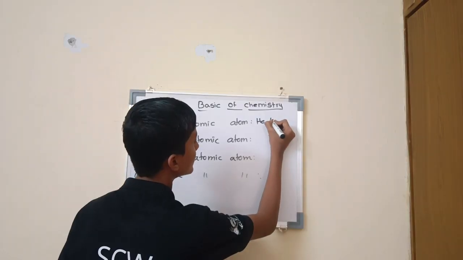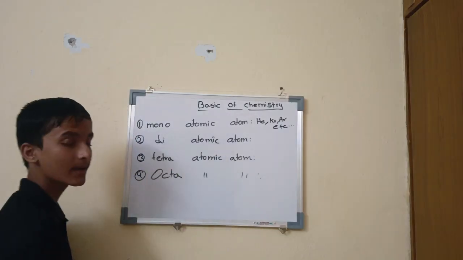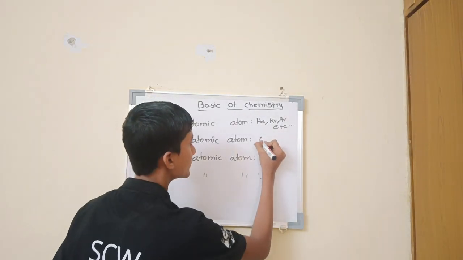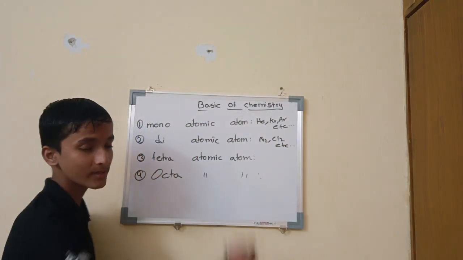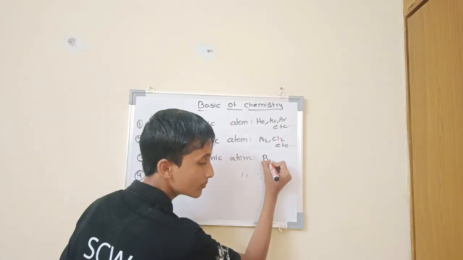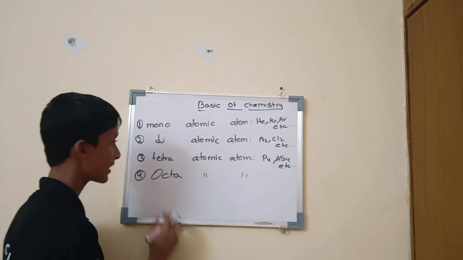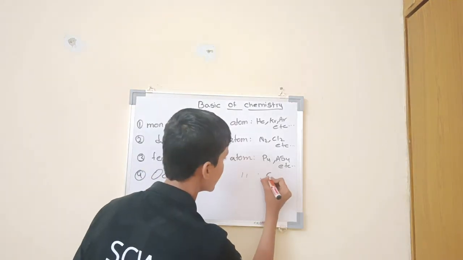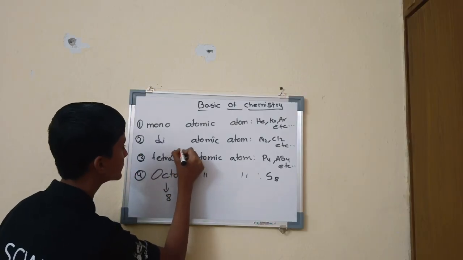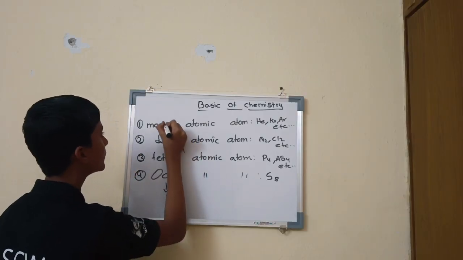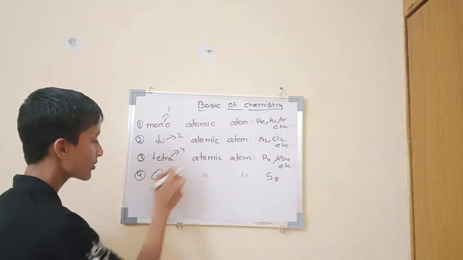For monoatomic atom, examples are helium, krypton, argon, etc. For diatomic atom, examples are N2, Cl2, etc. For tetraatomic atom, examples are P4, As4, etc. For octatomic atom, example is S8. Here, octa means 8, tetra means 4, di means 2, mono means 1.